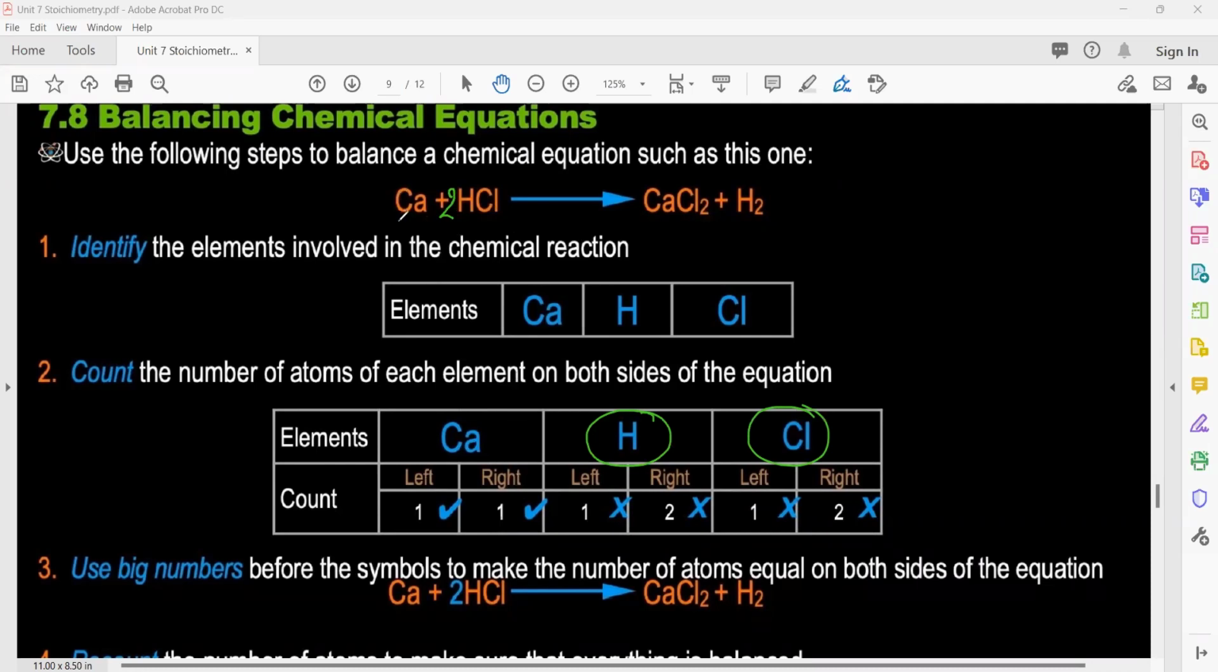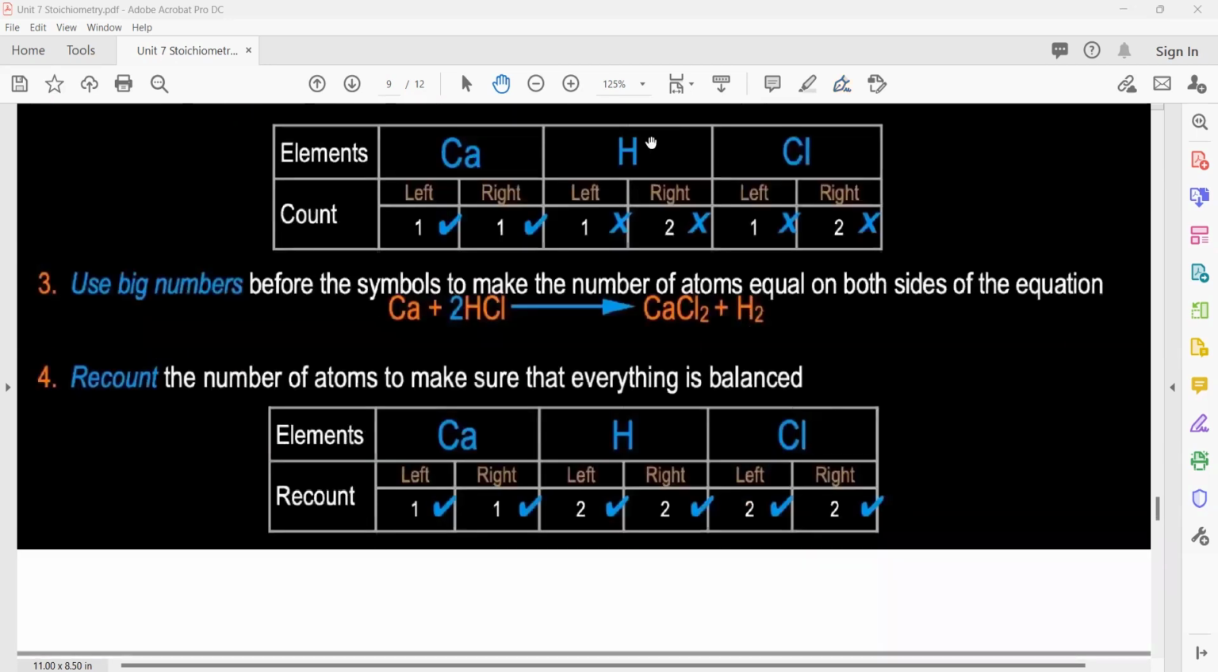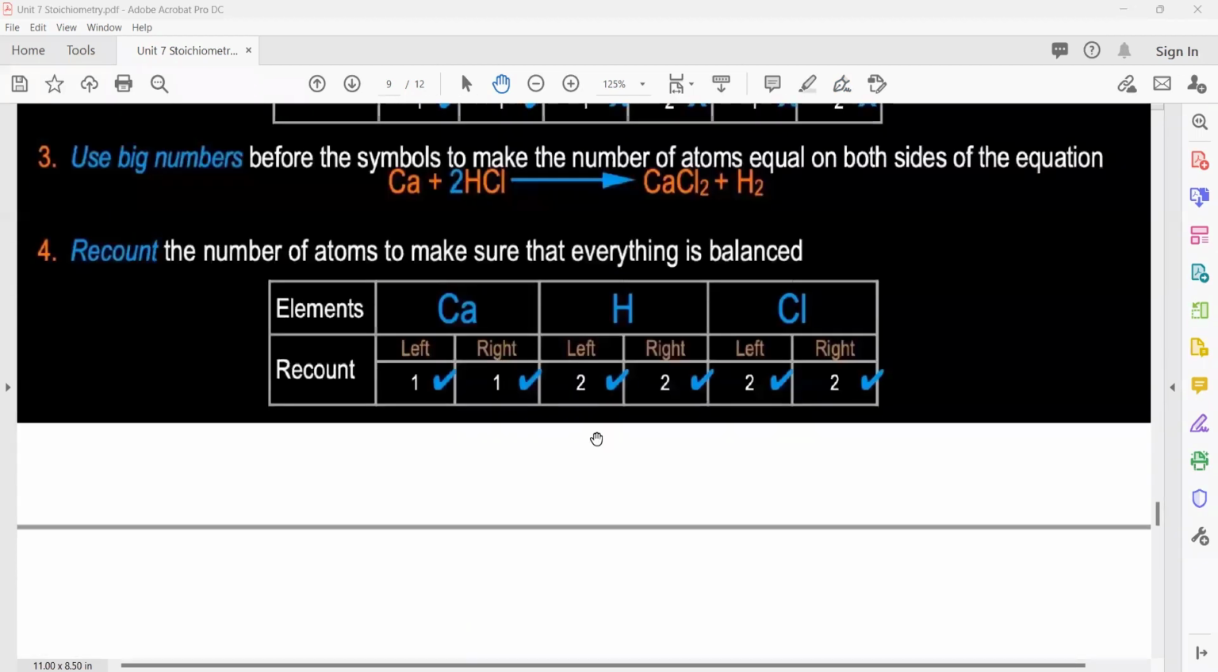now calcium 1, calcium 1, again balanced. Now hydrogen, how many on the left side now? 2. On the right side, 2. Now chlorine, how many? 2. On the right side, 2. So now it is balanced. This is how you will balance the equation. Once again, I am telling you, you can add numbers here, here, here, but you cannot add anything down here. So this is how you will make an equation balanced. Now it is the balanced equation.